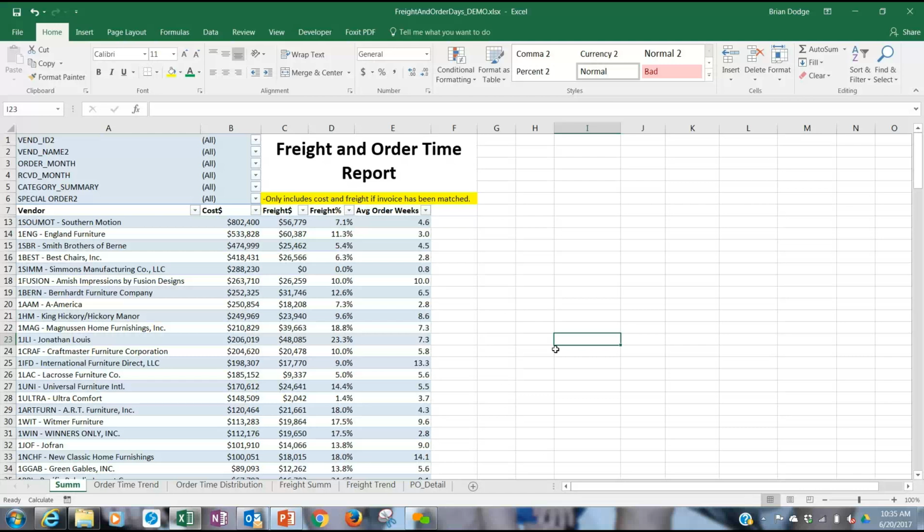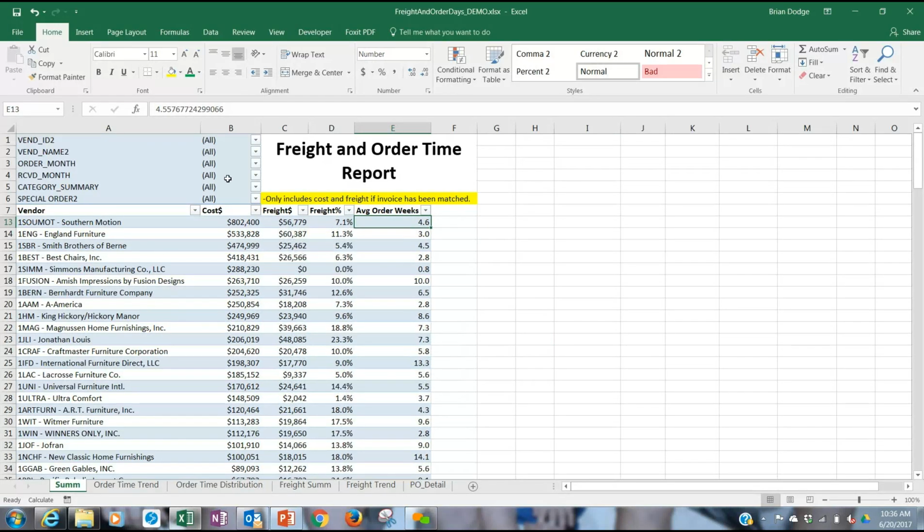So, this summary tab here, let's walk through an example. Basically, we have the vendor information, the total vendor cost, the freight dollars, the freight percentage, and the average order weeks. The average order weeks is the average time it takes from the time you place the order with that vendor to the time you receive the merchandise in-house. This list is sorted by the total vendor cost. In this example, Southern Motion's at the top, followed by the freight dollars, etc. That's why Southern Motion's there. It gives you a total summary for all vendors.